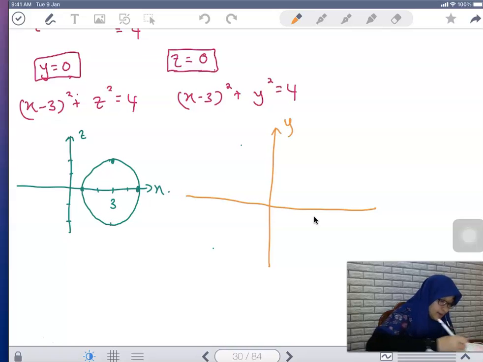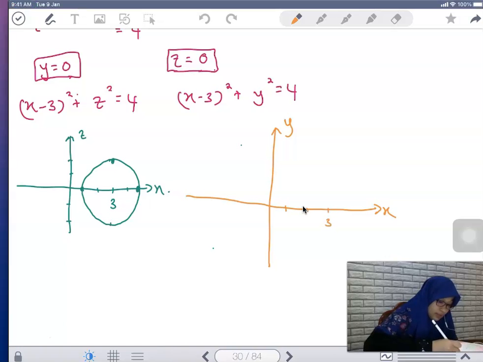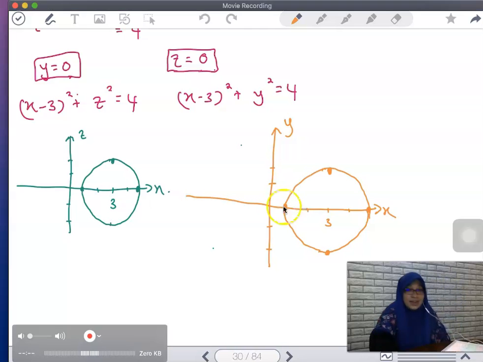Now you have y and x, the radius is still the same, 2, but now your center is also at 3. So 1, 2, 3, 4, 5. So radius 2. So 1, 2, 1, 2. This one and that one. So now this is your circle. Actually, the circle for this and this, they are the same. Okay, but the scale is a bit larger. But they are the same circle, the same size.